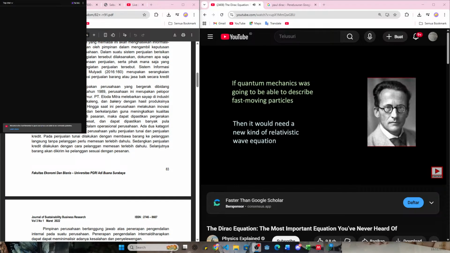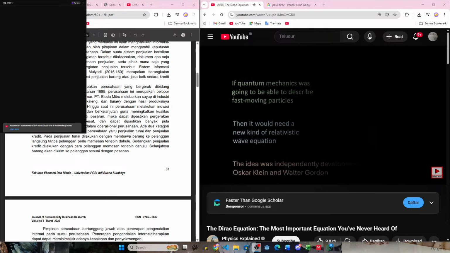Schrödinger himself first attempted to build one, but when his approach failed to reproduce the correct fine structure of the hydrogen atom, he abandoned it and focused instead on his famous non-relativistic equation. The idea, however, was then independently developed by Oscar Klein and Walter Gordon.